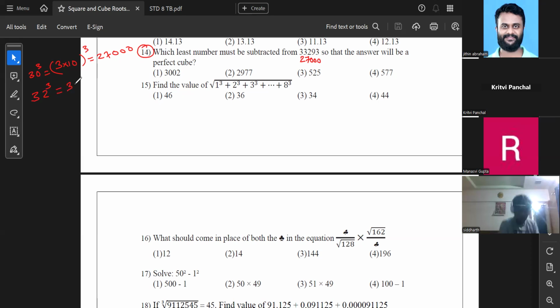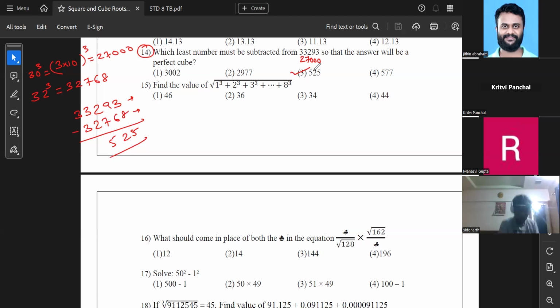When I find the answer for 32 cube, I get 32,768. Now this is 32,000 and this is 33,000, which means they are very close. Now I'll try to subtract them. 33,293 minus 32,768, because this is a perfect cube. This is my input number. When I subtract them, I must get... 13 minus 8 is 5. 8 minus 6 is 2. 12 minus 7 is 5. 525 should be your answer.